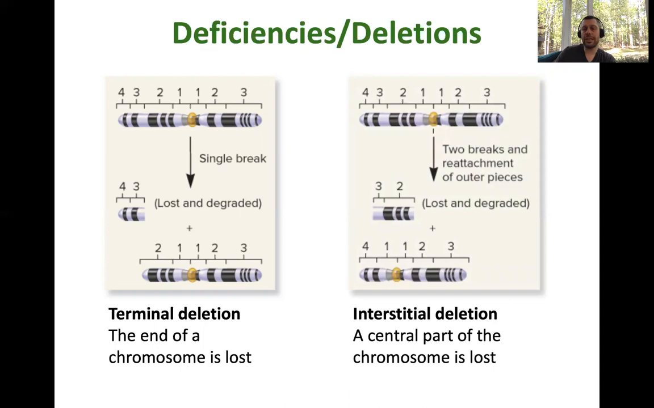The second kind is called an interstitial deletion. And here we have the same chromosome, but what we've shown this time is we haven't lost the end, we've chopped out the middle part. So we've lost numbers 3 and 2 here. The number 4, the very end part of the chromosome, actually got joined back on and got repaired back onto the original chromosome. This is called an interstitial deletion, where you lose some central part of the chromosome, but you keep the end because there's a repair step.